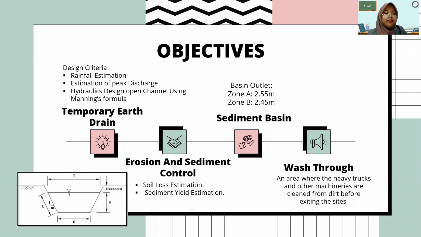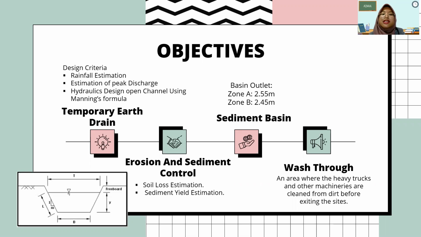So for the objectives, the first one is to design the temporary earth drain. Second one, erosion and sedimentation control. The third one is sediment basin design. And the last one is wash through. So for the temporary earth drain, a temporary earth drain is used to divert runoff. It protects against erosion by directing runoff to an erosion control device like a silt trap or a sediment basin.